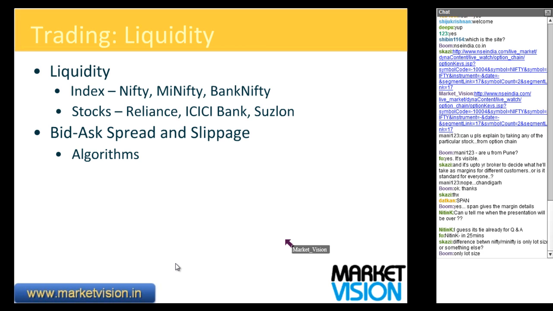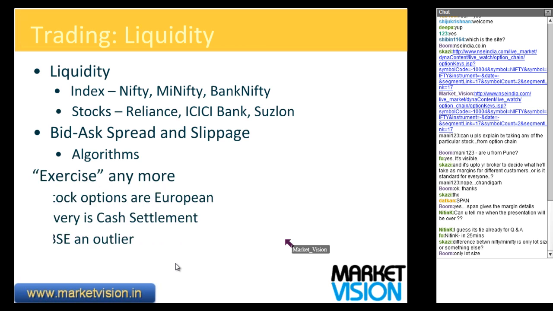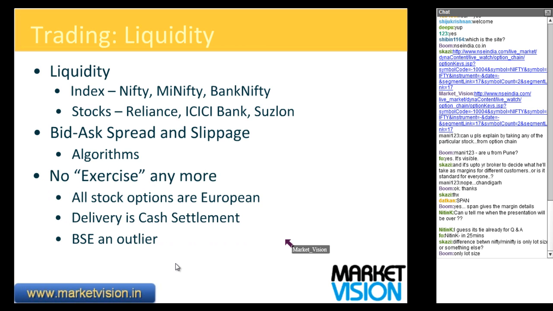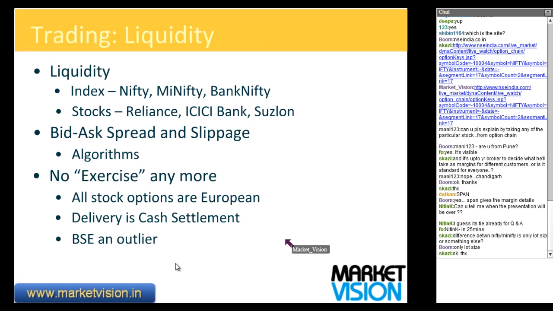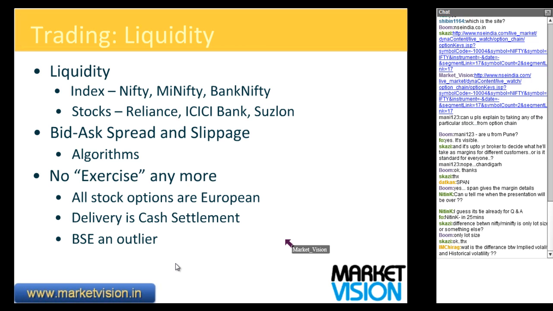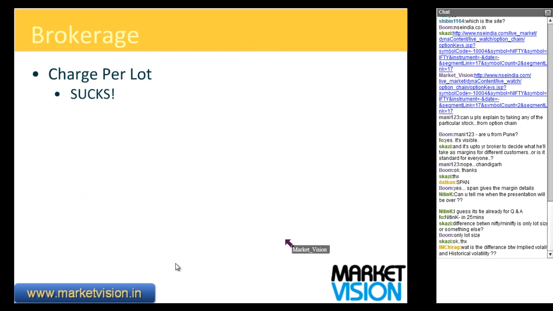And there is no difference between Nifty and Mini Nifty other than the lot size. There are some other differences which we'll talk about in another session. There's no concept of early exercise anymore, since all stock options are European, other than BSE, which is an outlier.